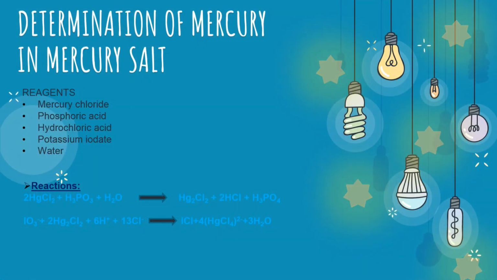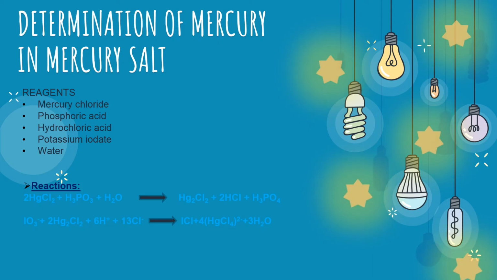Next is the determination of mercury in mercury salt. The reagents used in this determination are phosphoric acid, hydrochloric acid, water, potassium iodide and mercury chloride. Here are the reactions. In the first reaction, mercuric chloride will react with phosphorous acid and water and form mercurous chloride, hydrochloric acid and phosphoric acid.